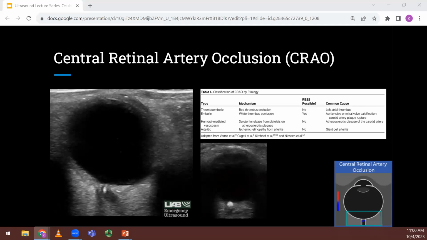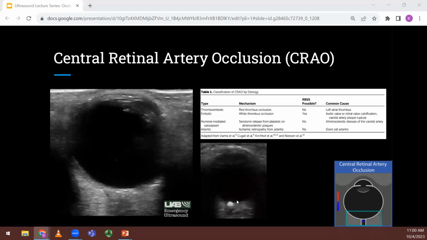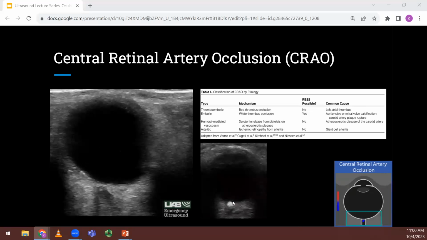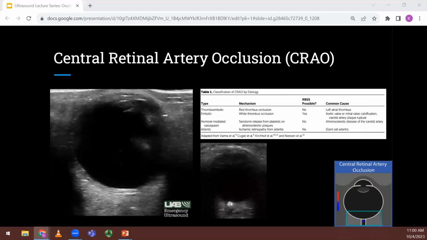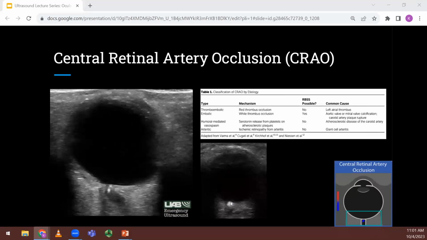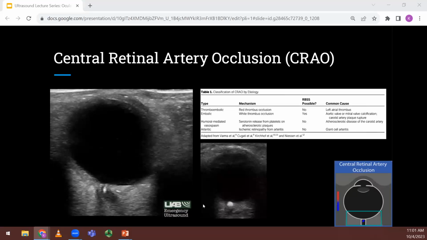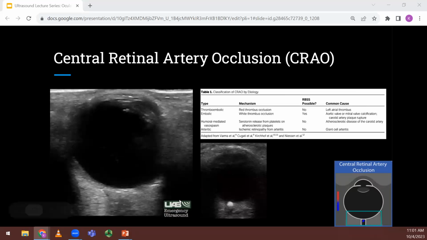Another thing you can see is this white spot over here that is kind of outside of the retina. That is not an occlusion. That is called drusen, and it's a false negative. It's kind of a yellow deposit on the retina.